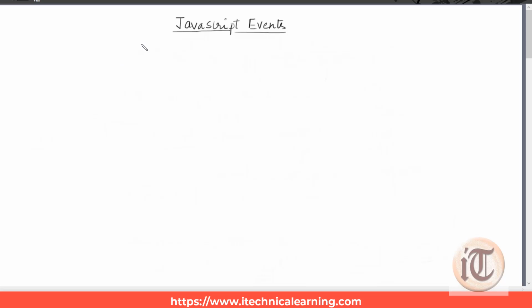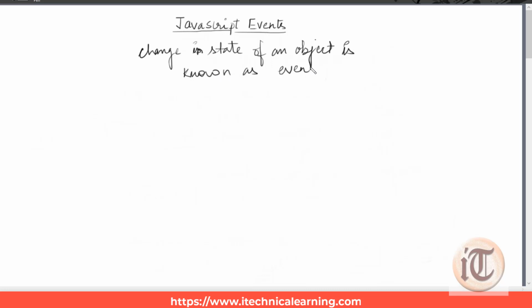According to the definition, the change in the state of an object is known as an event. Okay, so what is the meaning of this definition?